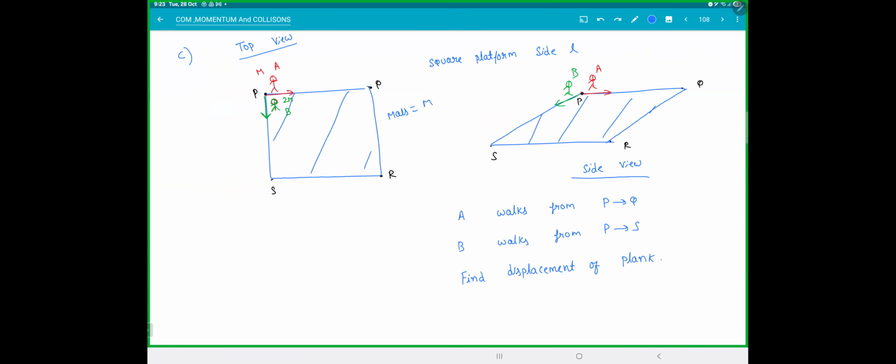See, let's say only A is walking, B is stuck. Then this whole plank will behave as if it has a mass of 3m, right? Do you guys agree with that? If only A is walking and B is stuck to the plank, that means B and the plank will move together and A is walking. Second case, A is stuck at point Q and only B is walking. Does that make sense? Whether both of them move at the same time or one at a time, the final answer should not change.